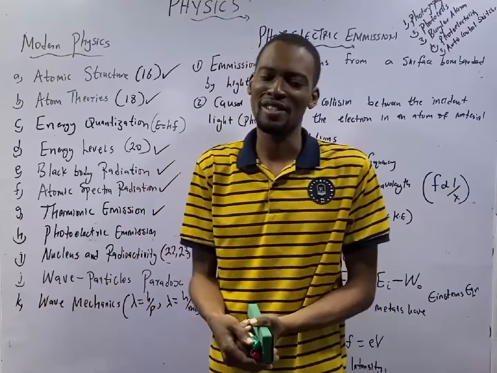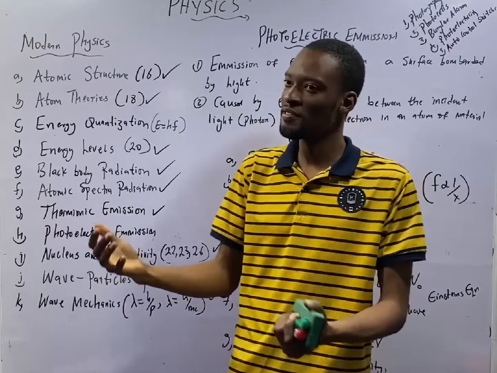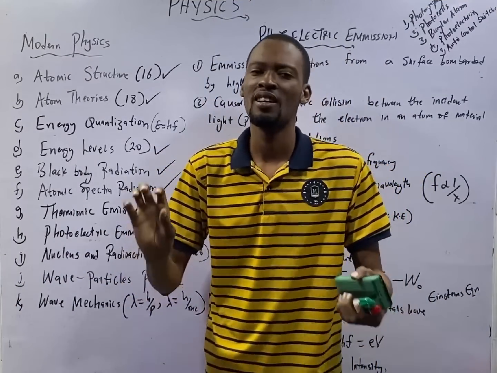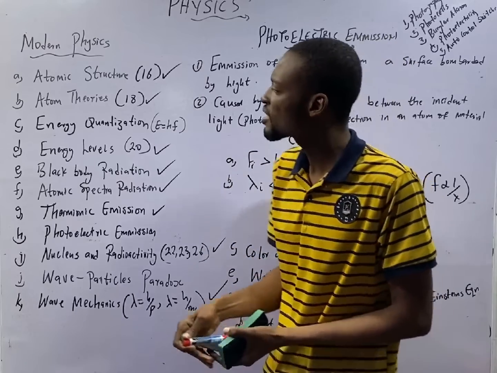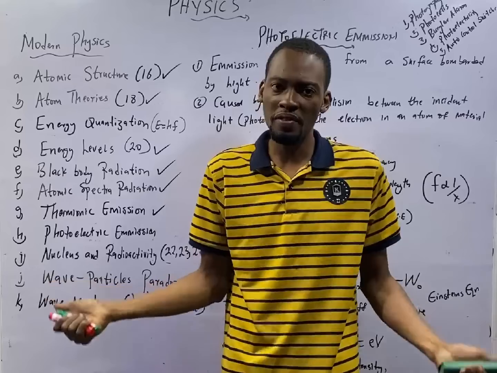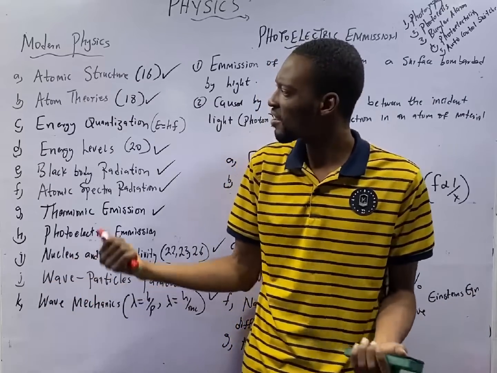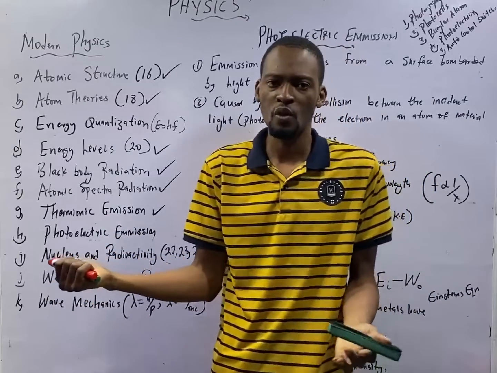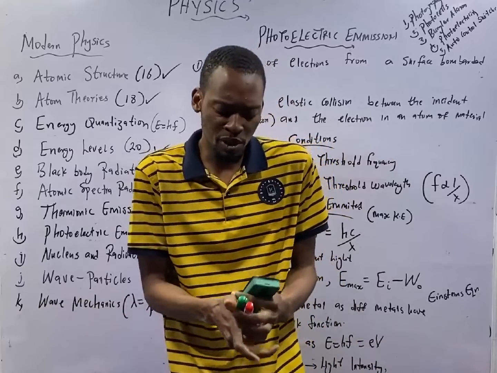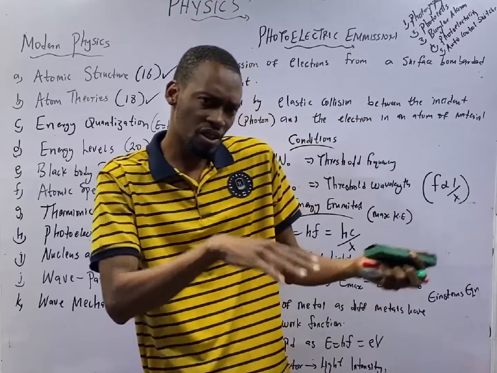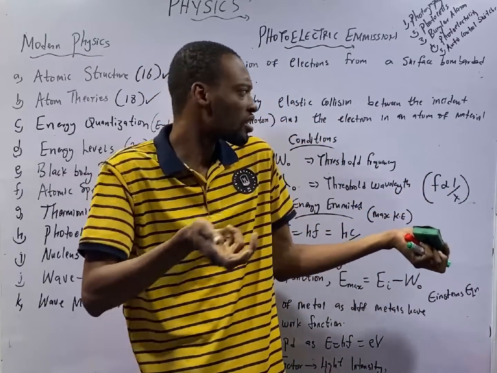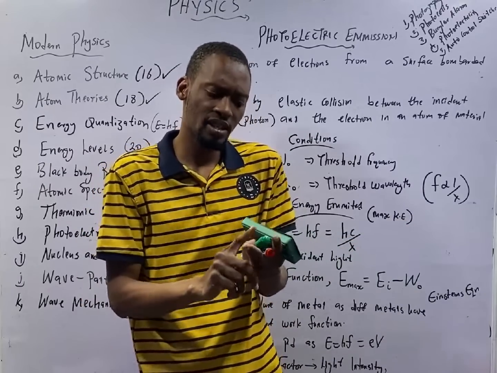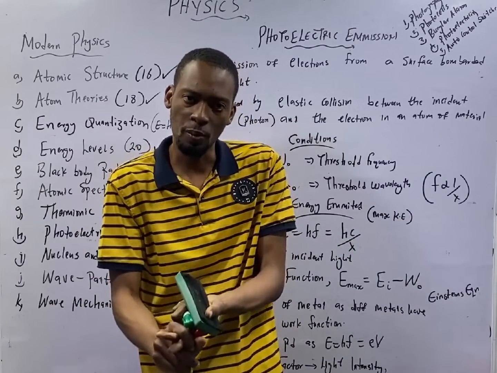You are still watching 120 Days to Jamb Physics with Flash Isaac. In this episode, we shall be looking at the photoelectric emission. In the previous episode, we analyzed the thermionic emission, where we agreed that thermionic emission is emission of electrons or radiations when heat is applied to surfaces. It can occur in solids, in gases, and in vacuum.